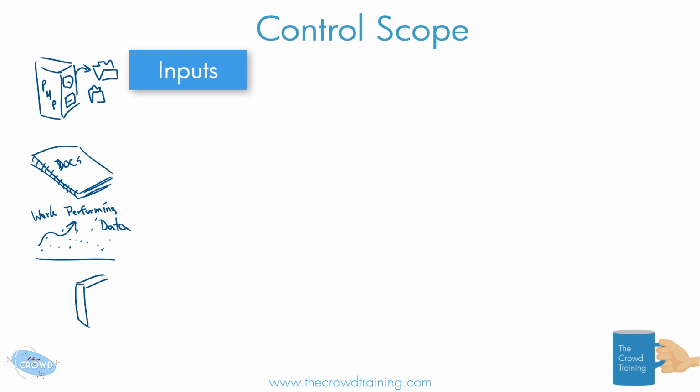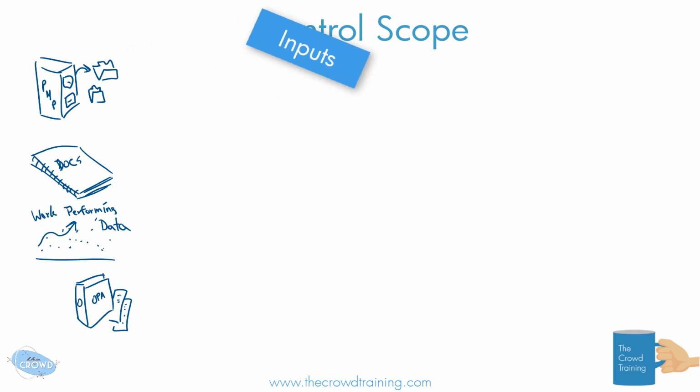I'll draw a binder here to represent our OPAs, our organizational process assets. Maybe have different templates that are of use that are going to allow us to better go about controlling the scope and doing the efforts that need to take place. All right, so those are inputs.